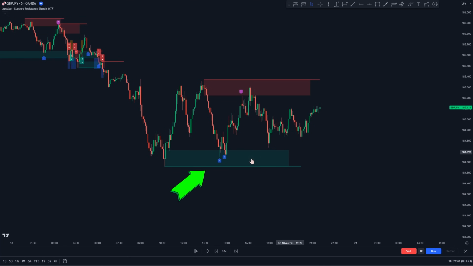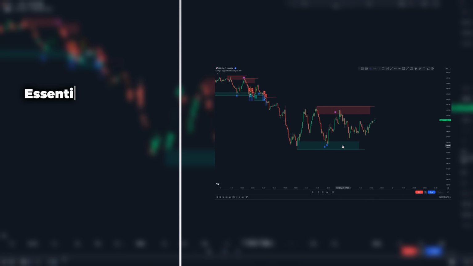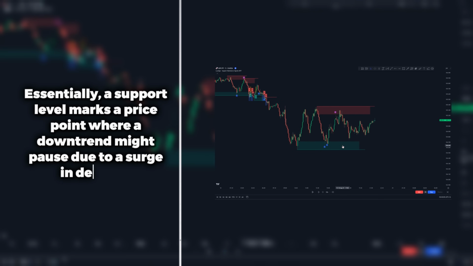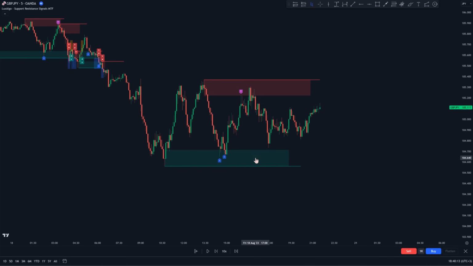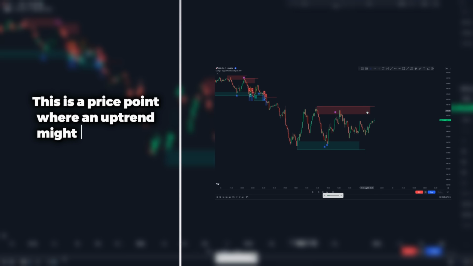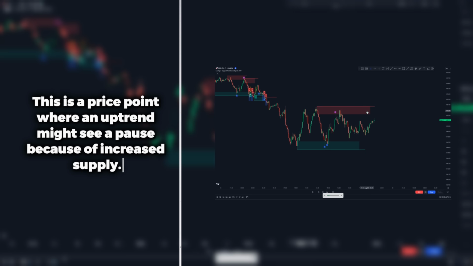You see this green zone? This represents a support level. Essentially, a support level marks a price point where a downtrend might pause due to a surge in demand. Conversely, this red line signifies a resistance level. This is a price point where an uptrend might pause because of increased supply.